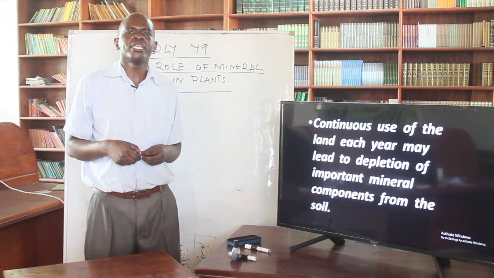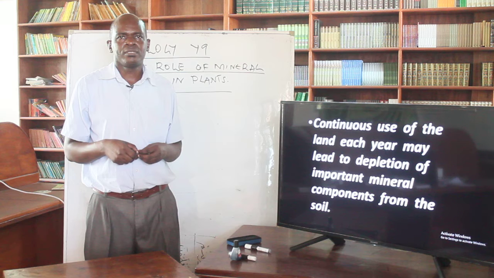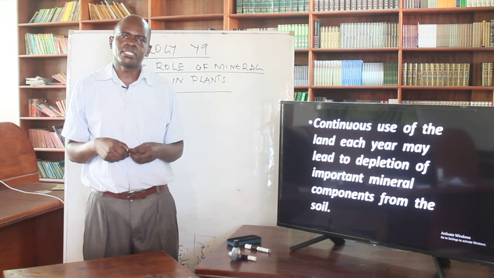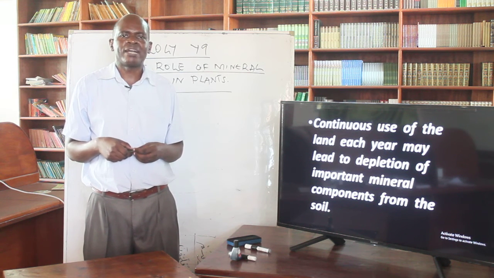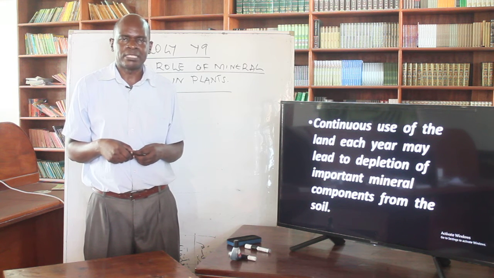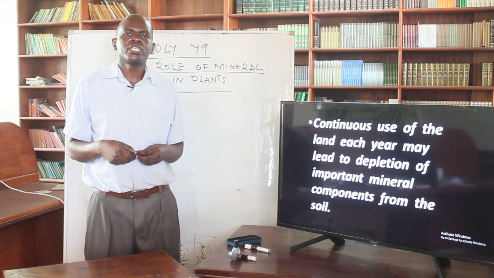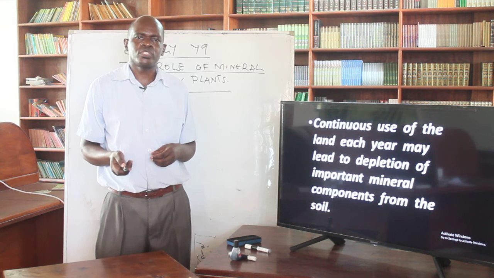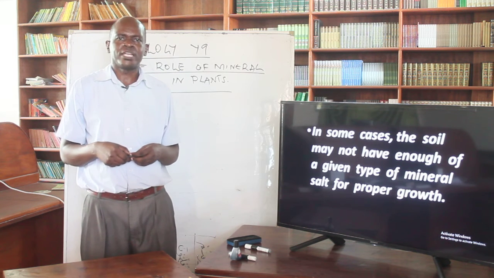We'll have poor yields of the plants. Poor products will be produced by that particular piece of land. The reason is because we have insufficient mineral components that are available to the plants. They are not enough for the plant to be able to utilize them. That is what happens when there is continuous use of a piece of land.